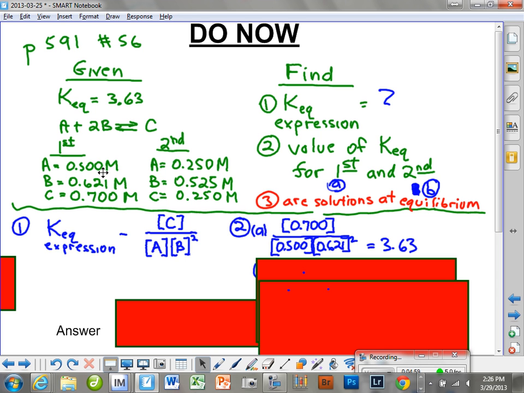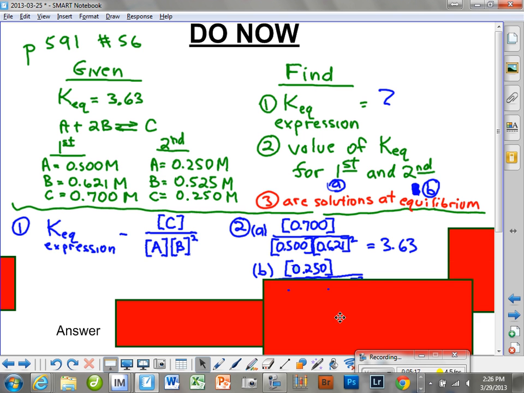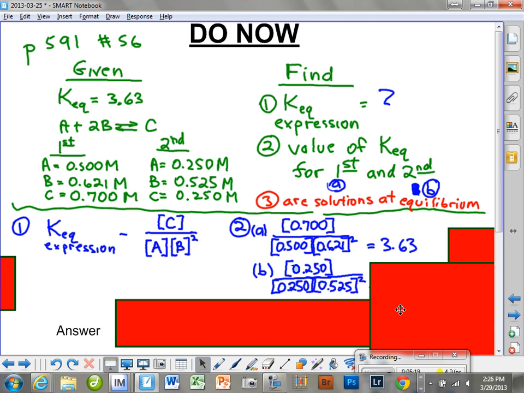Are these at equilibrium? Yeah, they are. And we know they're at equilibrium because this number and this number are equal. Am I making sense? I hope. Okay, let's get rid of this now and look at the second set of numbers. We put in our numbers, and the 0.250 is letter C.